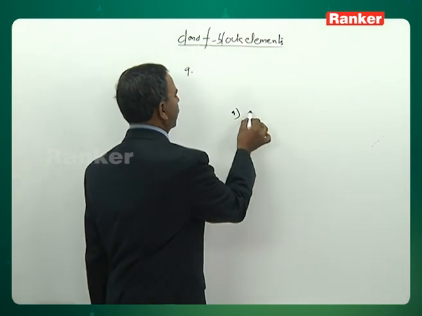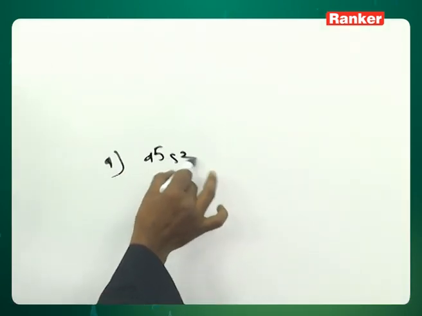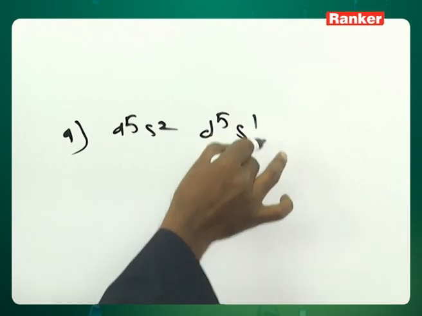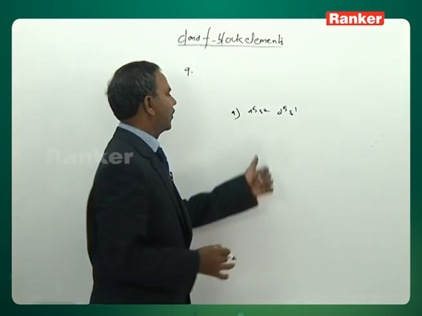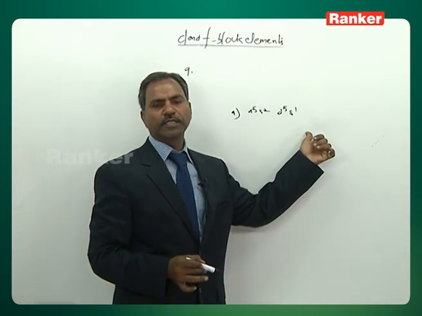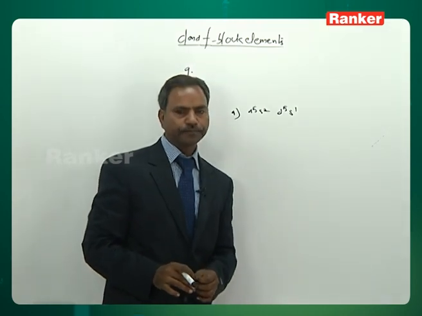Mn is D5 S2 and chromium is D5 S1. Mn carries 5 unpaired electrons, while chromium carries 6 unpaired electrons. It is not our answer.